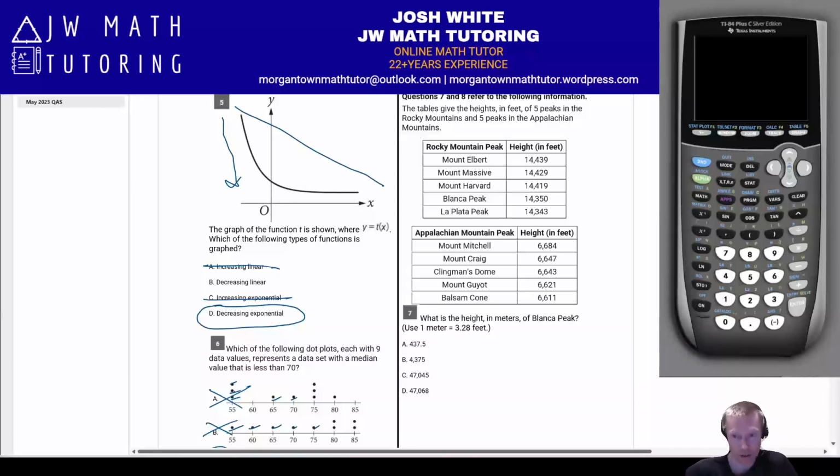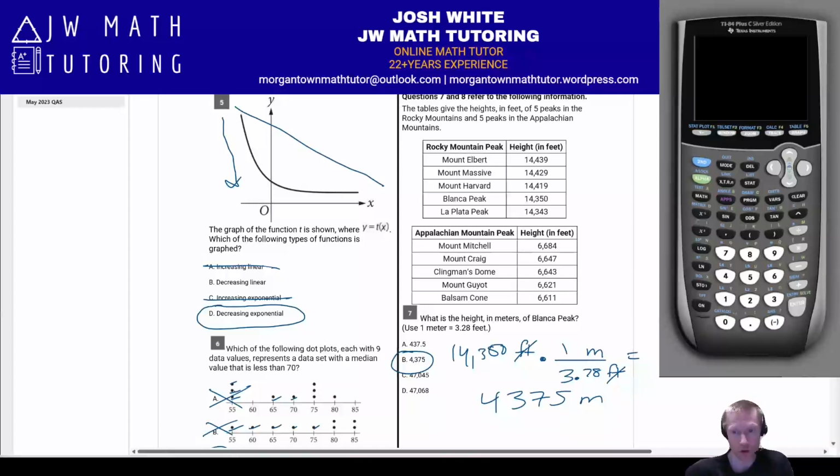So again, if you do factor label for this, you can start with the 14,350 feet, and then they give you the conversion factor here. 3.28 feet will go on the bottom, 1 meter will go on top. The units of feet will cancel out, and then you're just doing 14,350 divided by 3.28. That's going to come out to 4,375 meters. So correct answer is going to be letter B.